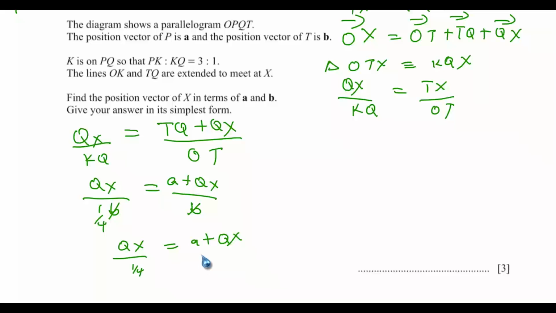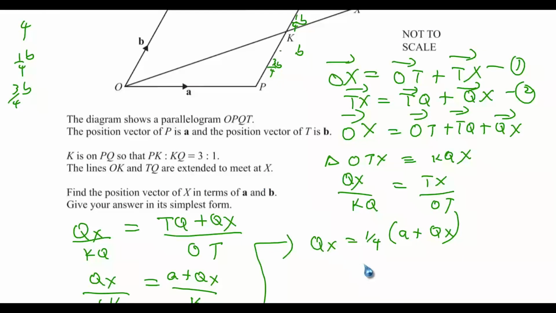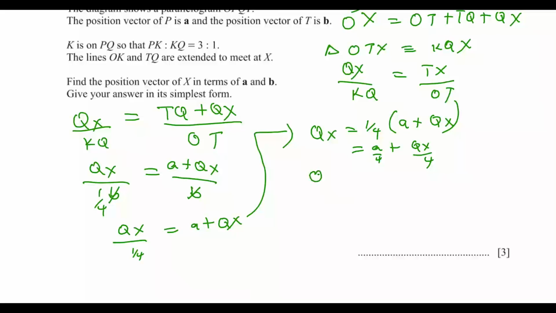Okay, so from here we can now cross multiply. So that will be QX to be equals to 1 over 4 into A plus QX. So from here, what you need to do is to open the brackets. So if you expand the bracket, QX will be equals to A over 4 plus QX over 4. Then if you collect like terms, that means QX minus QX over 4 equals to A over 4. So that is what you have here. And if you do this, this will be 3QX over 4, that is when you subtract 1 over 4 from 1, and equals to A over 4.